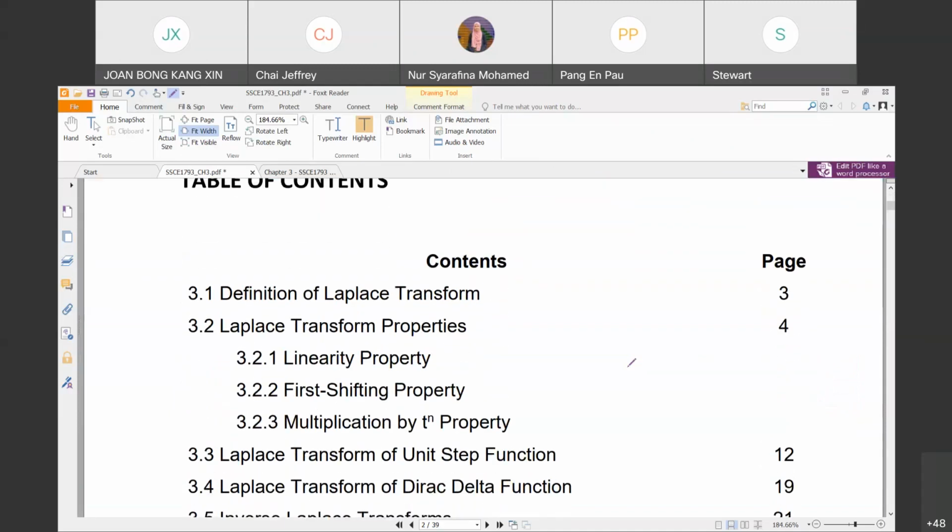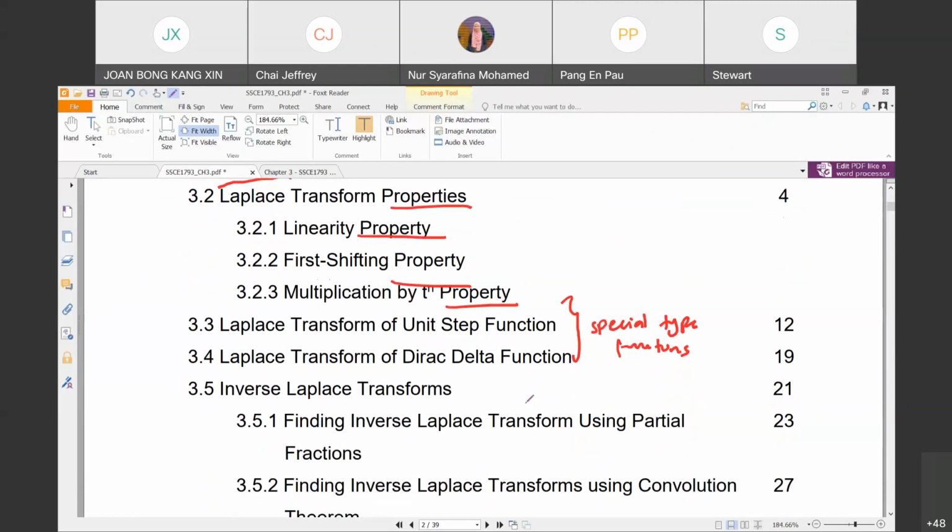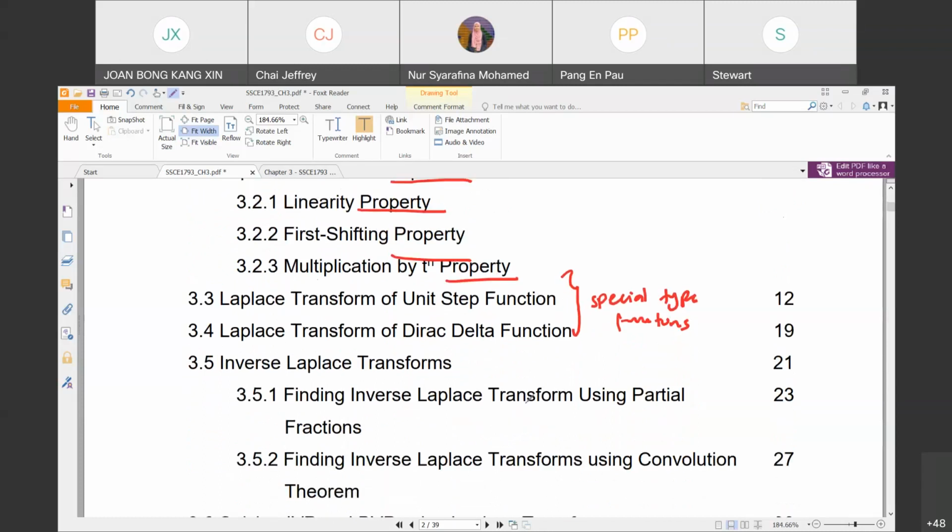So these are the contents. You are going to learn what the definition of Laplace is, what the properties involved are, and how we can transform the special types of functions. Okay, the definition, the properties. Okay, these are special types of functions, and then how we can apply the inverse transform.